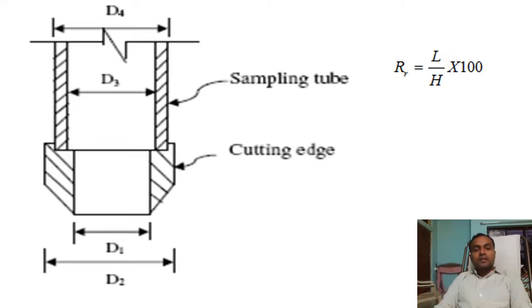The recovery ratio is L by H into 100, where L is the length of the sample within the tube and H is the depth of penetration of the sampling tube, that is, how deep it has penetrated. To get an undisturbed soil sample, the recovery ratio should be 96 to 98%. If you maintain these specifications, that is the area ratio, the inside and outside clearance, and the recovery ratio, then the soil sample collected using such samplers will be an undisturbed soil sample.